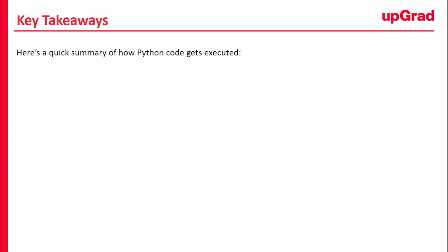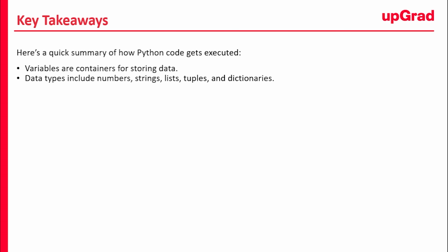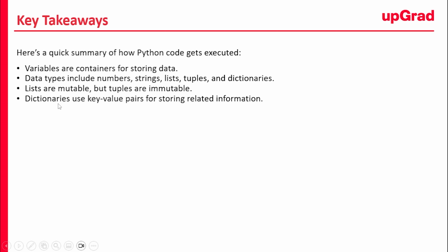So this was all about what data types were. It was a very quick video on what data types are. I hope now you are clear with exactly what the different data types are that we have. So variables are containers for storing data. Data types include numbers, strings, lists, tuples and dictionaries. Predominantly, this is what you would be using. Then lists are mutable, they can be changed, but tuples are immutable. You cannot change the value throughout the code once you have input it, right? Then dictionaries use key value pairs, like name and Alice, inside a variable called person that we used in the previous code for storing related information, right?